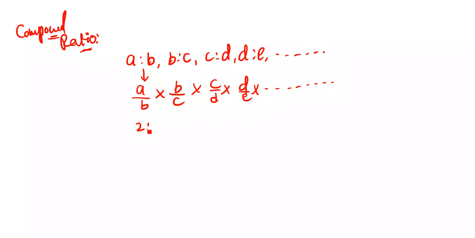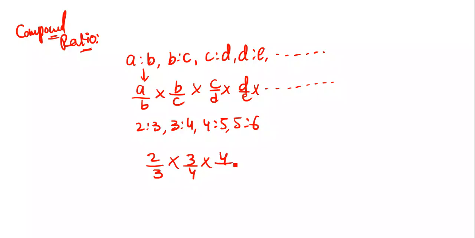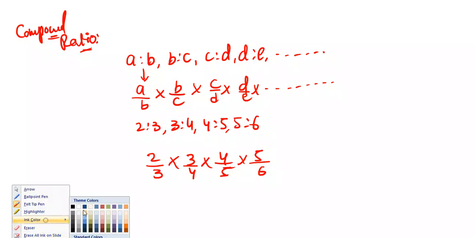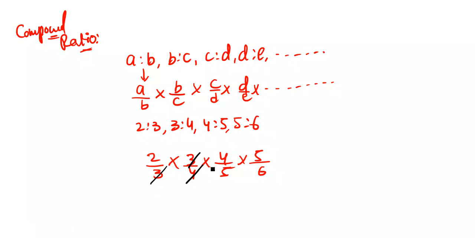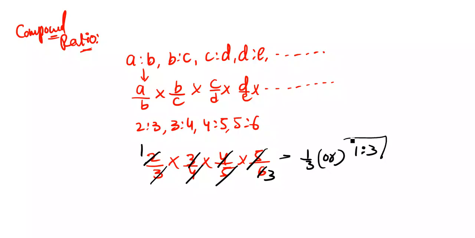For example, 2 is to 3, 3 is to 4, 4 is to 5, 5 is to 6. Find out the compound ratio. 2 is to 3 can be written as 2 by 3 into 3 by 4 into 4 by 5 into 5 by 6, guys. Let me calculate. 3 cancels, 4 cancels, 5 cancels. 2 ones are, 2 threes are. So 1 by 3 or 1 is to 3, guys. It's the same meaning. So find out the compound ratio.